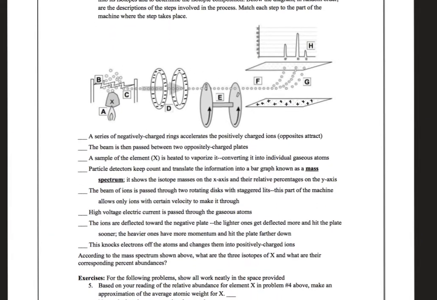So you'll read the description. A series of negatively charged rings accelerates the positively charged ions. And so if you think, for example, that is letter A, you'll put an A right there. Again, they're in random order.